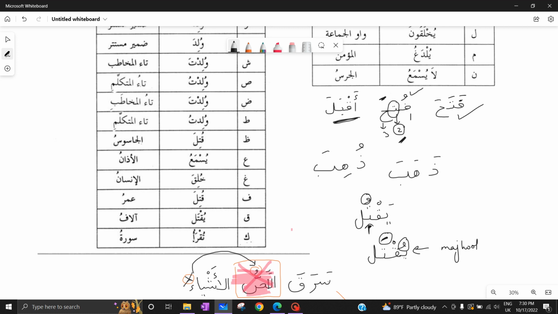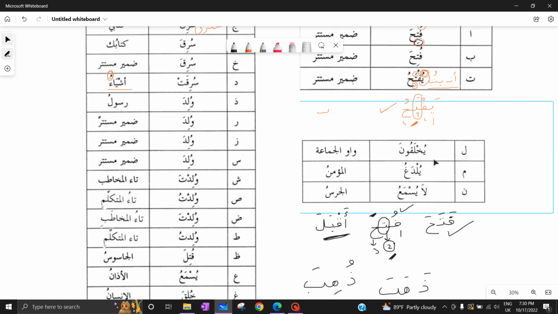Yuqra'u, tuqra'u, so this is also majhul. Now yukhlaqoon, this is for male plural. The ya, harf al-mudara'a, has a dhamma, and then for the second last letter, leave the waw and noon. This shows it is a plural of a mudhakkar word. What is the second last letter here? Lam. So this lam will have a fatha. Yuldahu, the second last letter will have a fatha. La yusma'u is the same. So these were all the majhul verbs in this lesson.